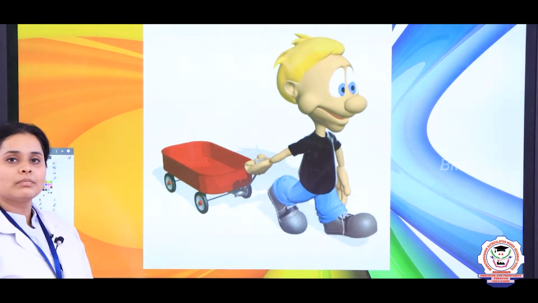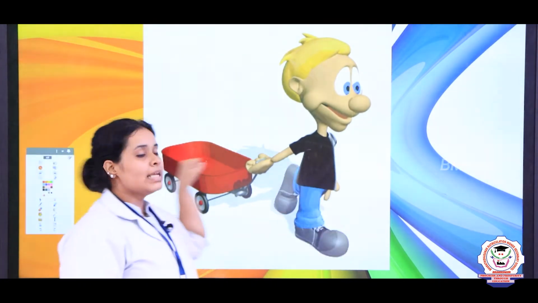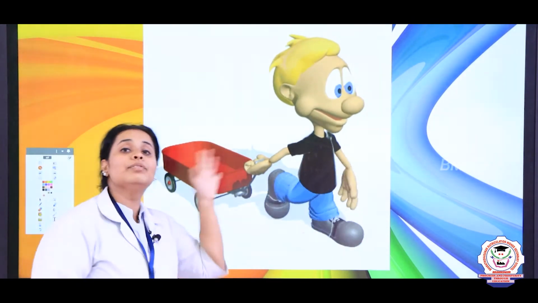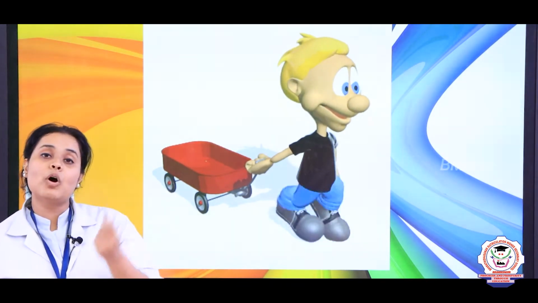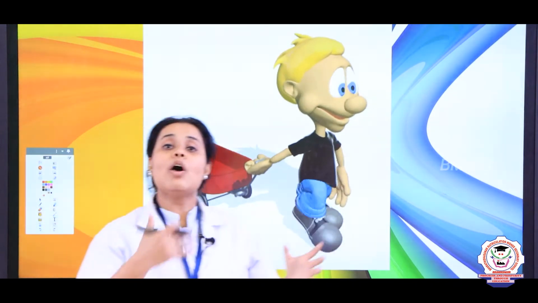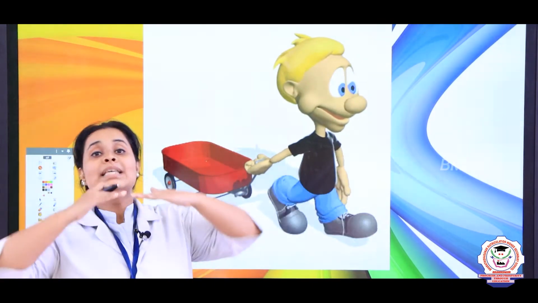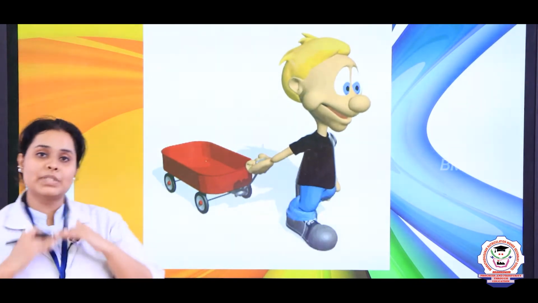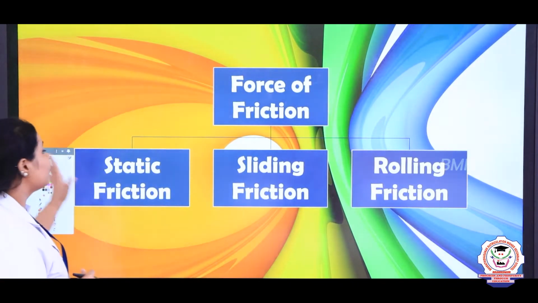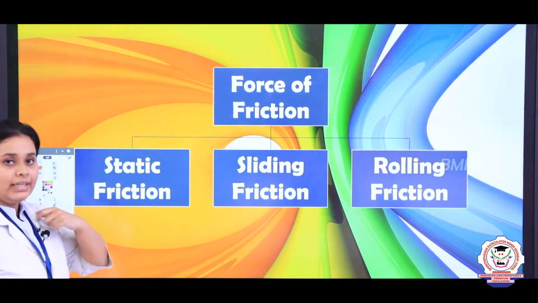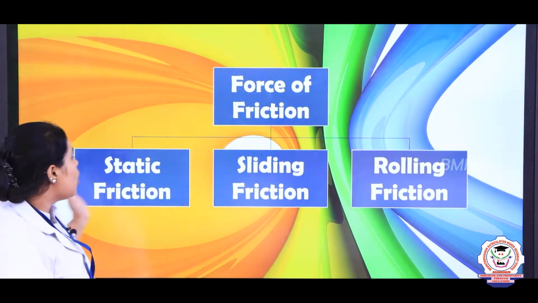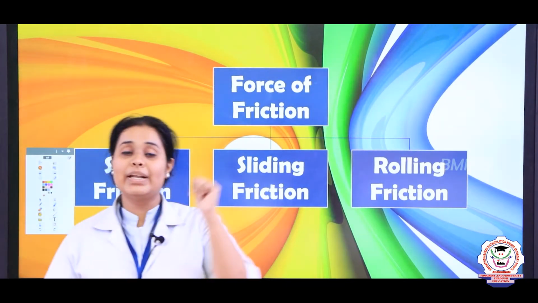What's happening here? Yes, the boy is rolling the trolley from one place to another, right? How this phenomenon happens depends upon friction. So you can call friction the movement of a substance depending upon a stagnant or stopped substance. Force of friction is of three types: one is static, another is sliding, and the last one is rolling. You will understand all these names when I show you the pictures.